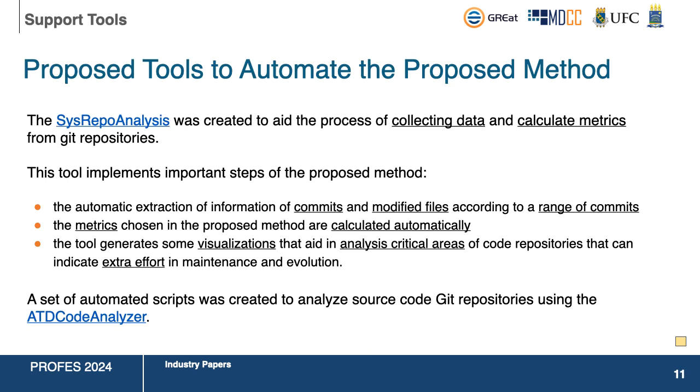During the proposed method, we developed a support tool to collect data and calculate metrics from Git repositories. This tool is called sysHappAnalysis, and it is available online. Also, we created two sets of scripts to execute and perform the methods. The set of scripts is available online too.